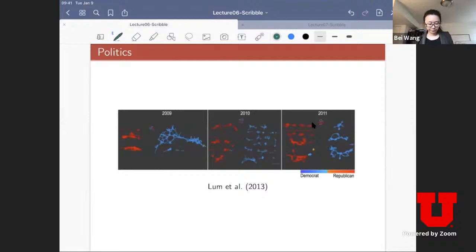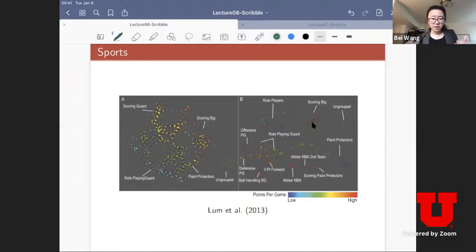There are also people looking at sports. This is the record of people on an NBA team, of what different roles they have played, whether they are guards, whether they're shooting guards or not. Then they're looking at their shooting record with respect to the role they play. So of course you can do sports analytics.